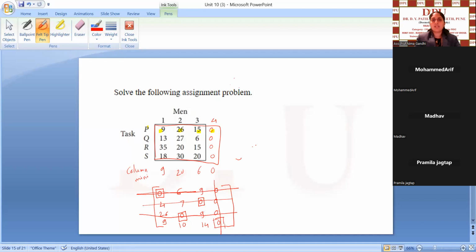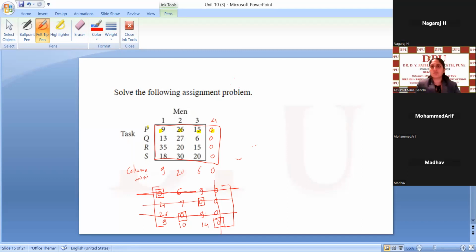So now how many allocations have you done? 1, 2, 3, 4. Four allocations. If your number of allocations is equal to the number of rows or the number of columns, how many rows or columns do you have here? 4, right? So you have done 4 allocations here.